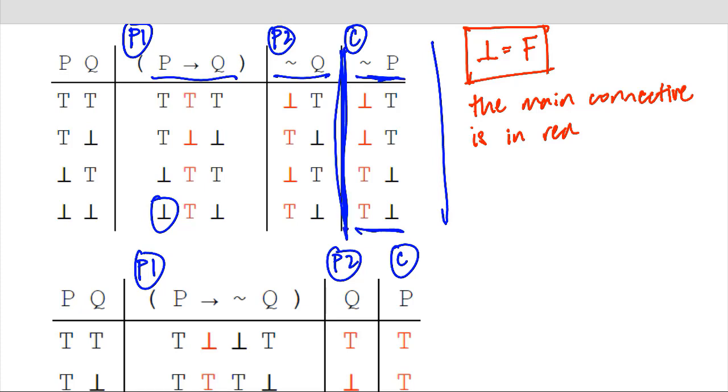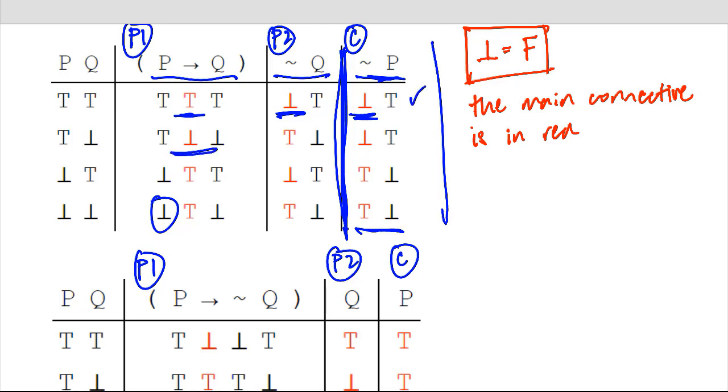Again, what we're looking for are bad lines. If we have all good lines, then the argument is valid. If we have just one bad line, and we might have multiple bad lines, but just one bad line makes the argument invalid. The first line: this premise is true, this premise is false, and the conclusion is false, so that's fine. Both of the premises are not true, and the conclusion is false, so this is a good line.